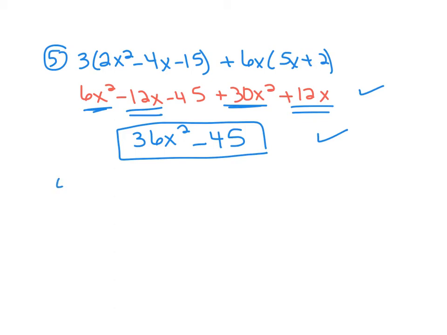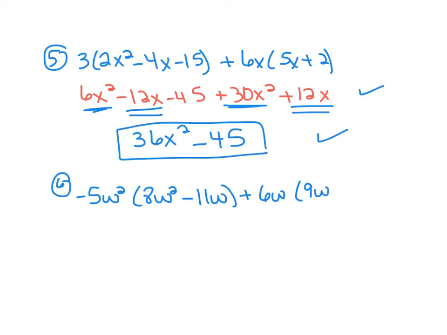All right, let's try one more. Negative 5w squared times 8w squared minus 11w plus 6w times 9w squared minus 4w minus 3. Okay, so now for step 1, you need to hit pause, and come back to me.